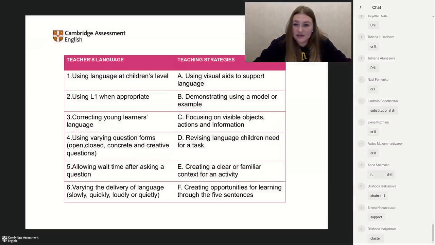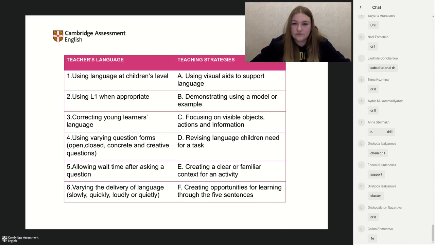Let's have a look at the task here. I see that you are all commenting in the chat box. Look, here we can see the task. I have got the task for you, where you can see teacher's language and teaching strategies. Can you think and match them together? So they're all about scaffolding strategies. You can see here using language at children's level, using language one when appropriate, correcting young learner's language, using varying questions, allowing wait time after asking a question, and varying the delivery of language. Can you please think and match the language with their teaching strategies? Okay, a couple of minutes.